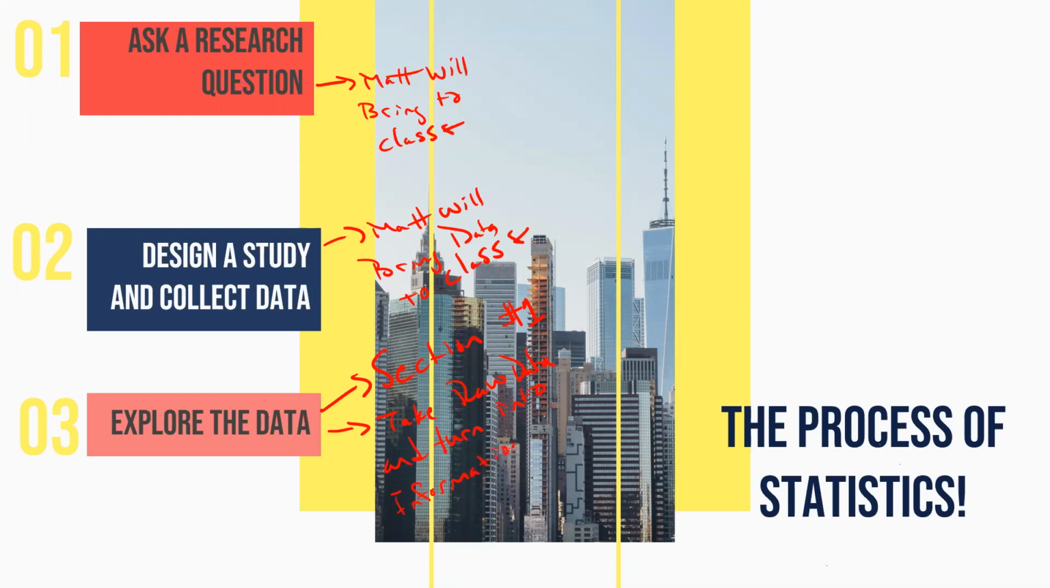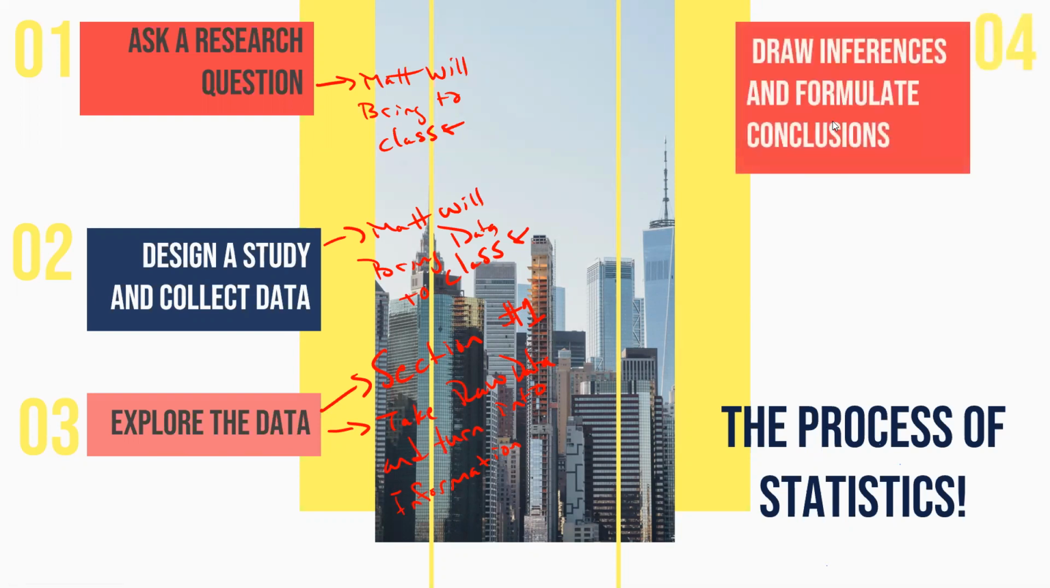Like, what's the mean? What's the median of the data set? What's the standard deviation? What does the histogram of the data look like? Then after you've explored the data and you just have it as information, we're going to go into step 4 of the process. And this is draw inferences and formulate conclusions. This is section number 5 of the class.